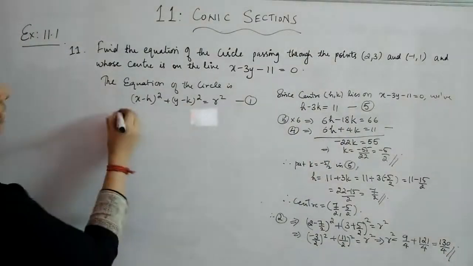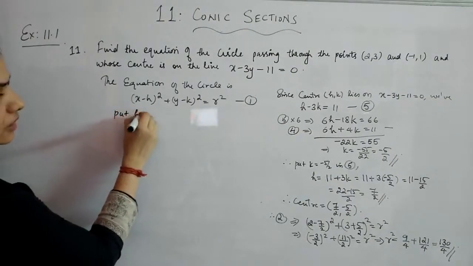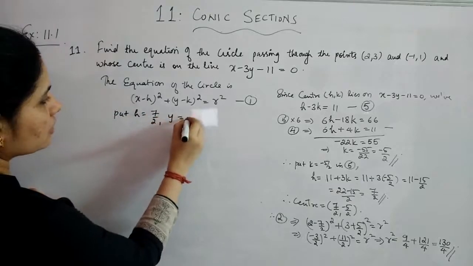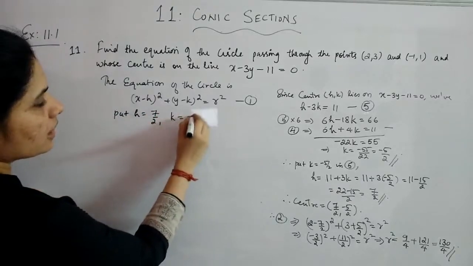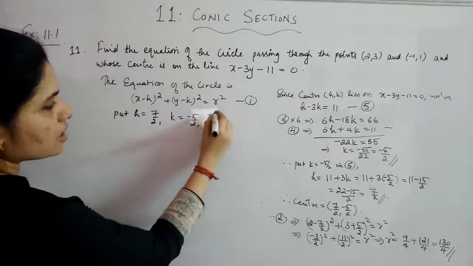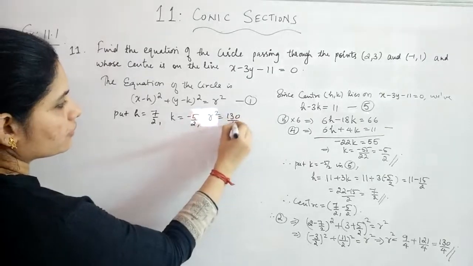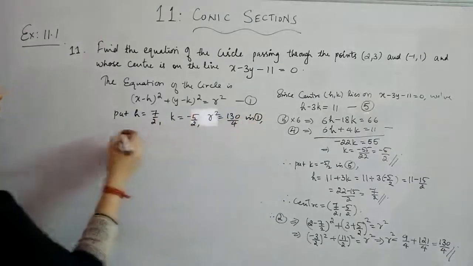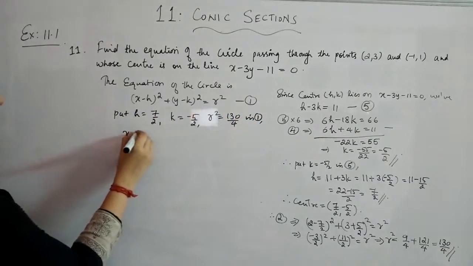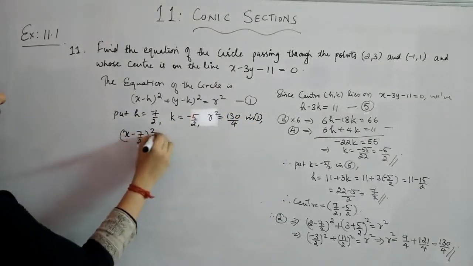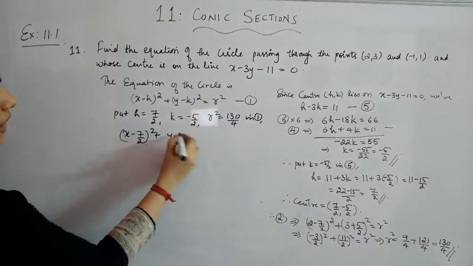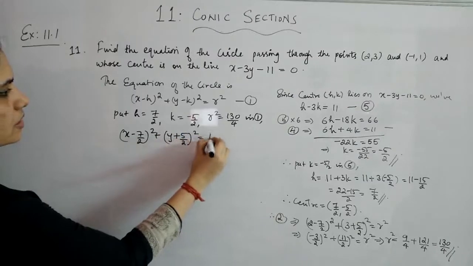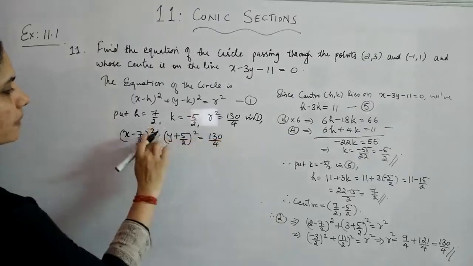Now putting these values, that is h is equal to 7 by 2, k is equal to minus 5 by 2, and r square is equal to 130 by 4, in equation number 1, what you will get, x minus 7 by 2 the whole square plus y minus of minus 5 by 2, y plus 5 by 2 the whole square is equal to 130 by 4.